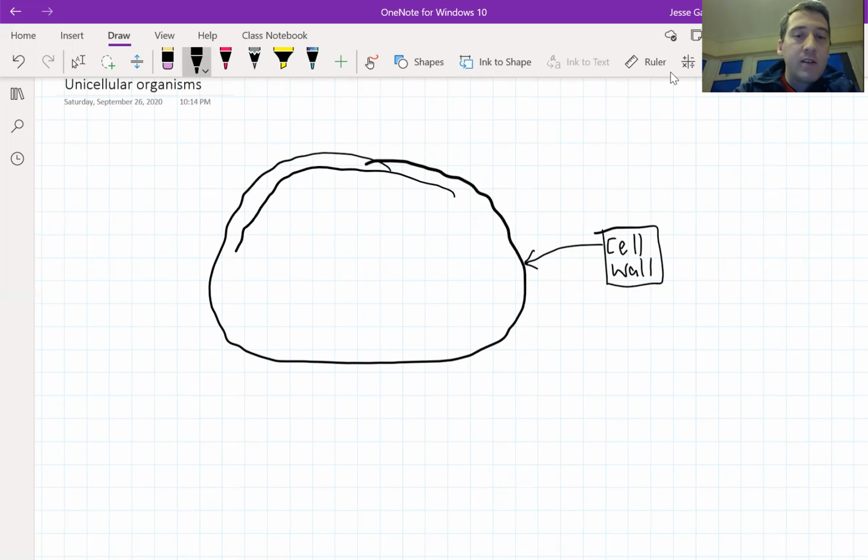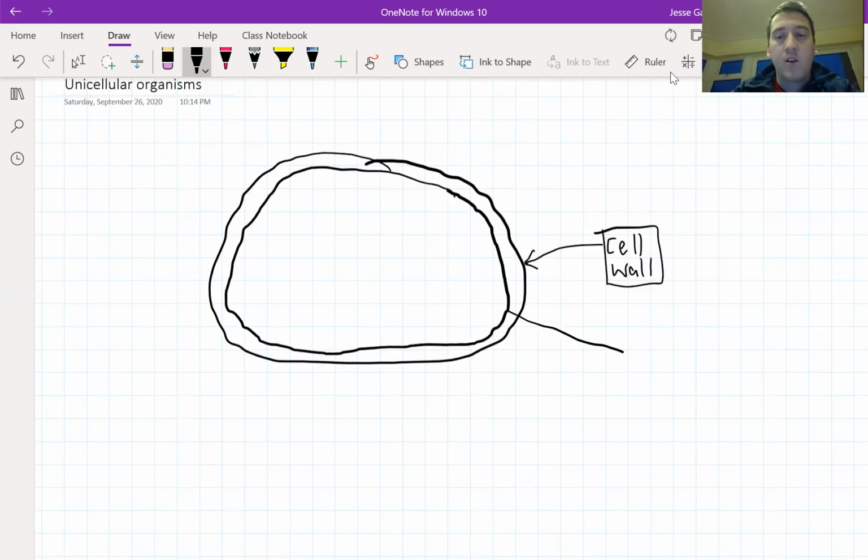A bacterial cell has a cell membrane. So I'm drawing this inside the cell wall like this. This is the cell membrane. It controls what goes in and out of the cell. It's the cell membrane.